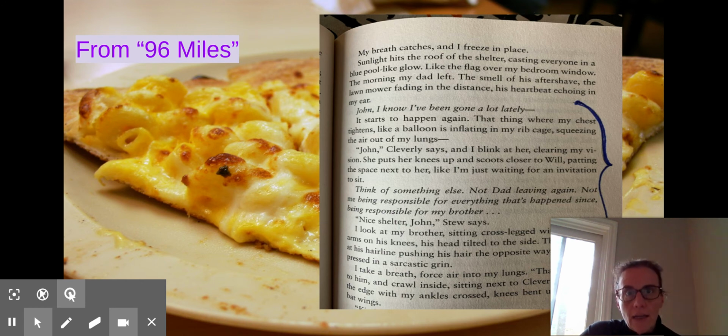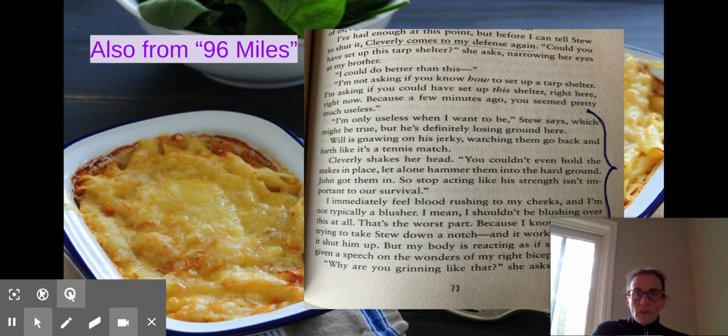And they're inviting the reader to get more information from our narrator, right? Also from 96 Miles, this is from page 73. Okay, and this is when they're having a conversation. I feel like this is a good piece of dialogue that is inviting the reader, because Stu says, "I'm only useless when I want to be." And you're like, what? I've got to read further to hear what he means by that.